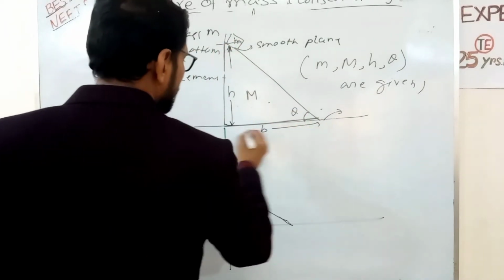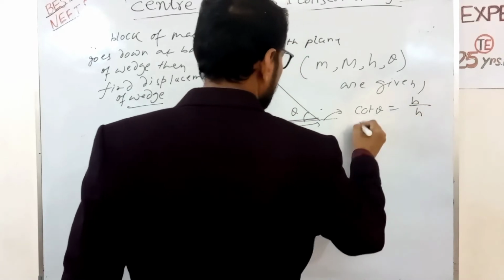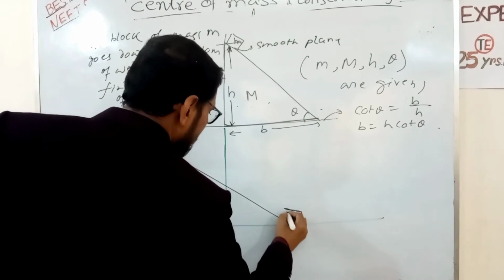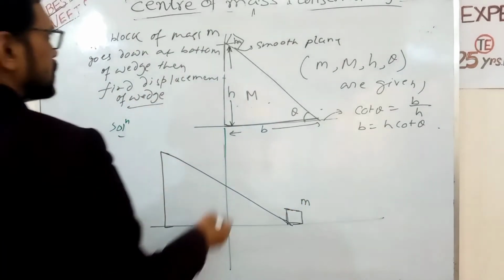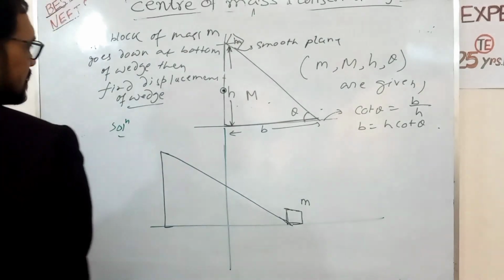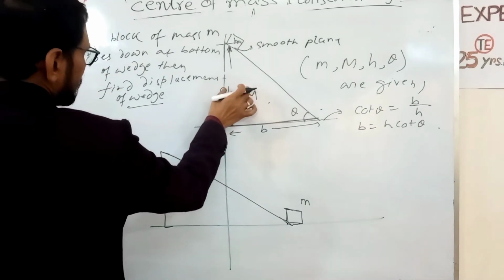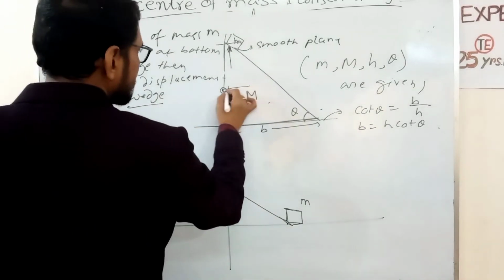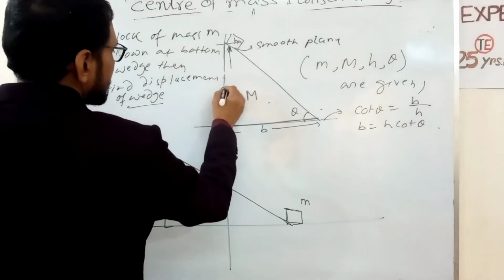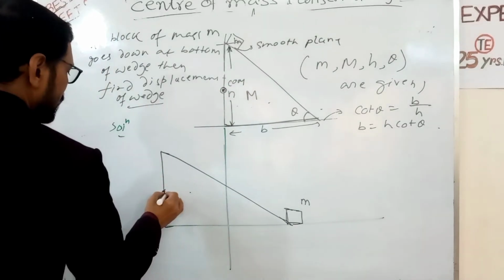First we find this length. What is the base? Cot theta equal to base by h. So b equal to h cot theta. Suppose the block is here, m, and for convenience we take the center of mass of the wedge at this position. Because if we take the center of mass here, this part always remains the same. This will shift. This distance is always the same. So for convenience of calculation, we take the center of mass of the wedge at this position.